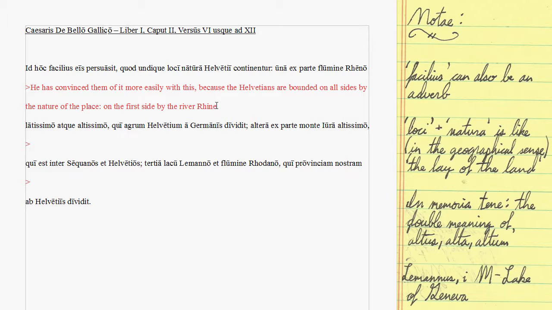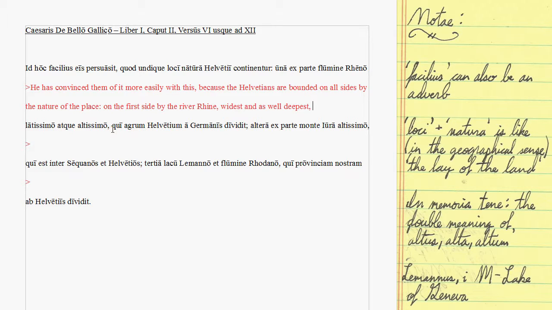Like we would in English, we just put some of the objects and don't include the verb. There's no need to. On the first side, by the river Rhine, and then the classifying adjectives are both superlatives expressing the predicament of the Helvetians, they're trapped in there. So in the river Rhine, widest, widest, and also, or as well, deepest.